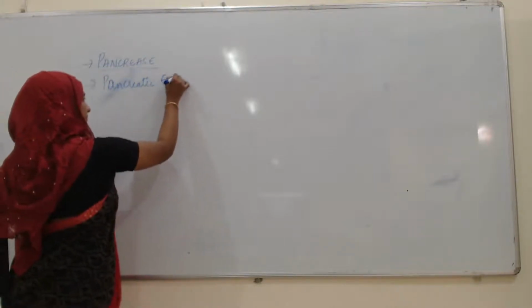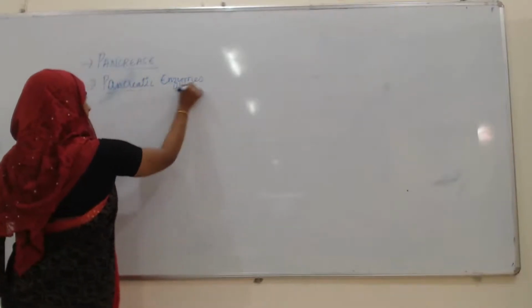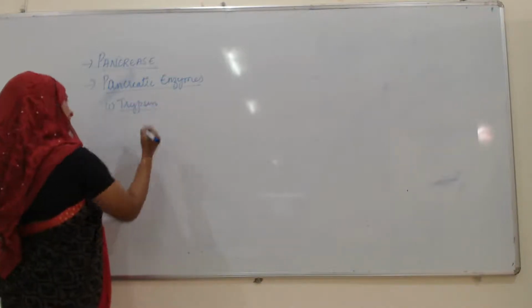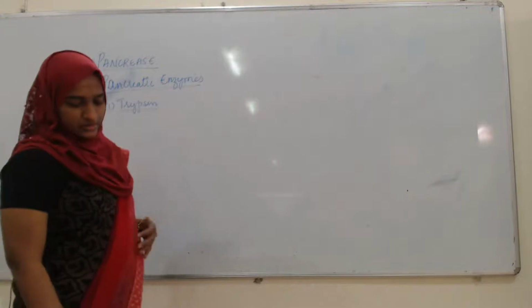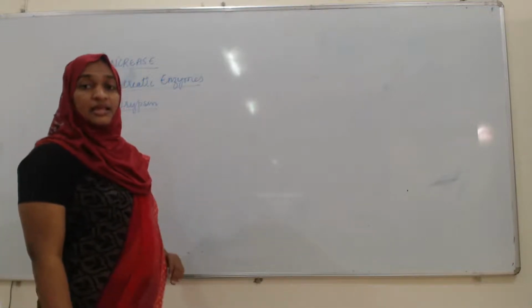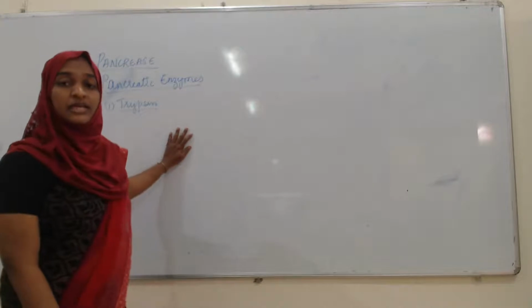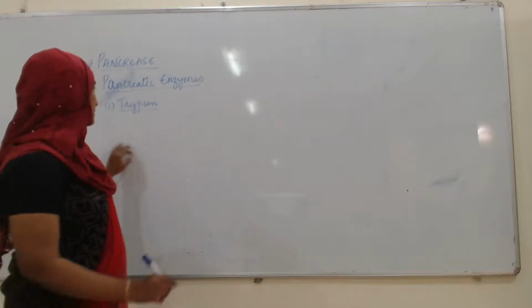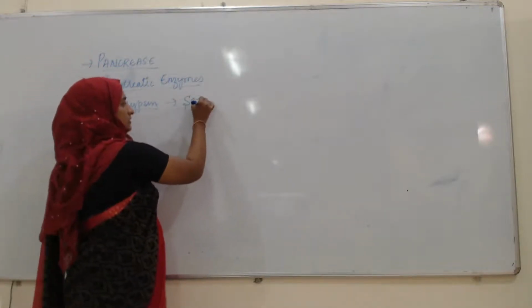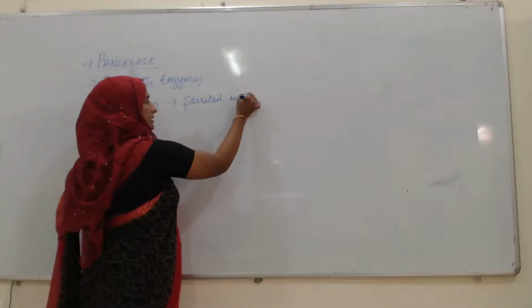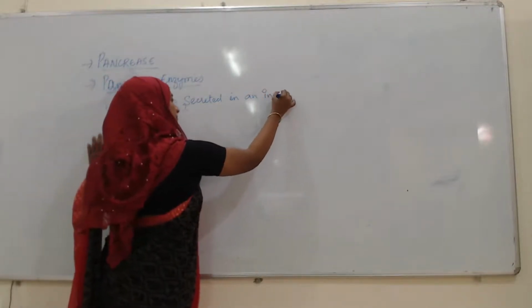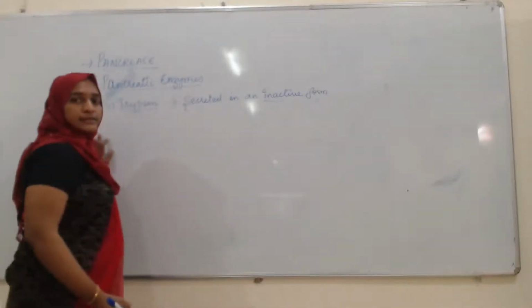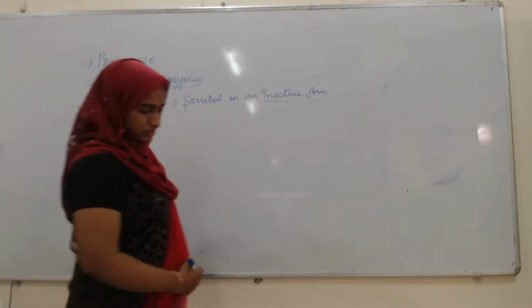Pancreatic enzymes. The first one is the trypsin. Here the trypsin is secreted in an inactive form. What is the inactive form of the trypsin? It is the trypsinogen. Trypsin is first secreted in an inactive form, and that inactive form is the trypsinogen.